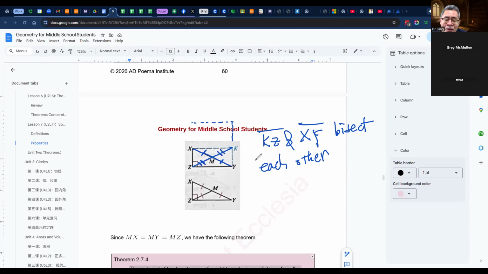But also we know that KZ equals XY, so therefore XM is going to be equal to MZ. So MX is equal to MZ, and we know MX equals MY. So therefore, that's how we prove that this point is equal distance to the three vertices. And this is only true if the triangle is a right triangle. If it's not, then it won't be true. Okay, we good?